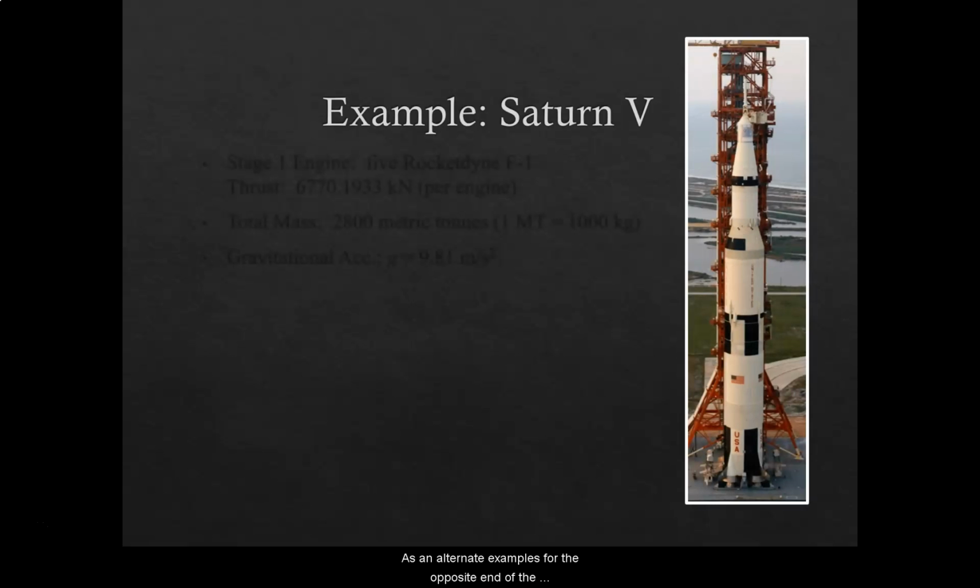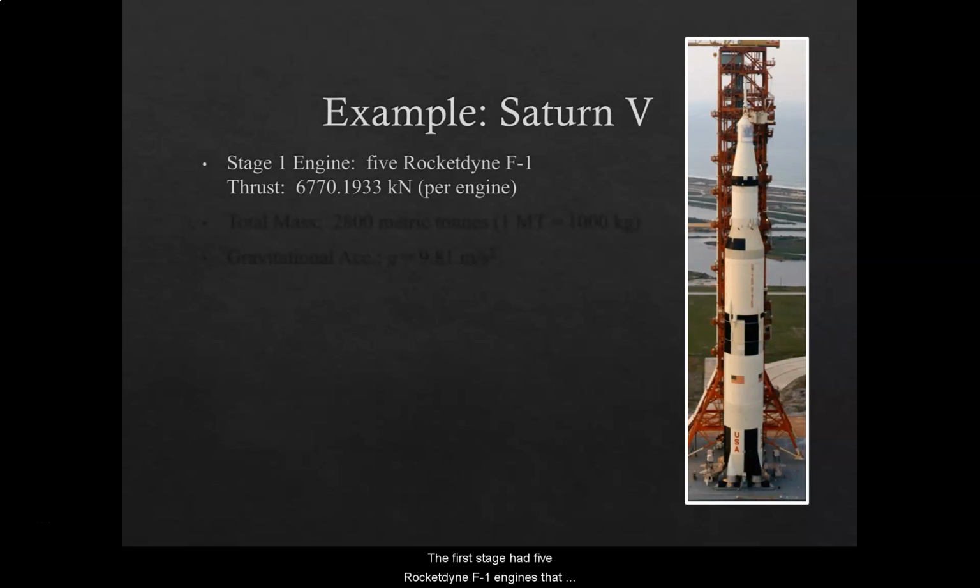As an alternative example, sort of at the opposite end of the spectrum of rockets, the largest rocket that the United States has ever launched, and possibly the largest rocket that has ever been launched, has been the Saturn V. The Saturn V was a multi-stage rocket. The first stage had 5 Rocketdyne F1 engines that were each capable of generating a thrust of 6,770.1933 kilonewtons. That's thousands of newtons. And that's from each of those 5 engines.